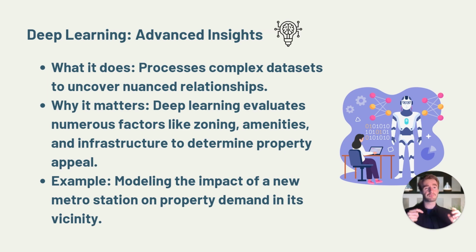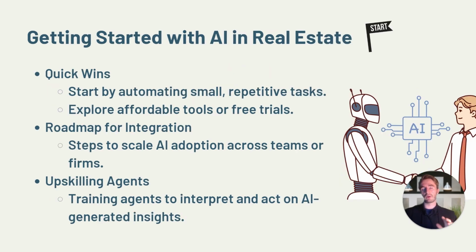So for instance, it can model the impact of a new metro station on property demand in the vicinity. So a lot of different types of AI mentioned here. These are the 5 different AI types gone through in this video: AI chatbots and assistants, AI agents, machine vision, machine learning, and deep learning.